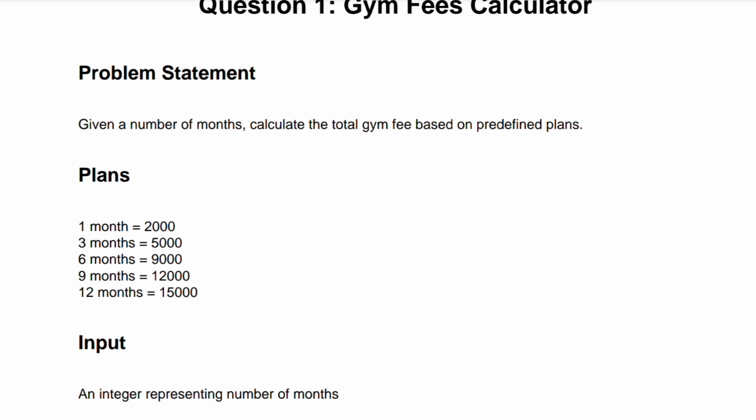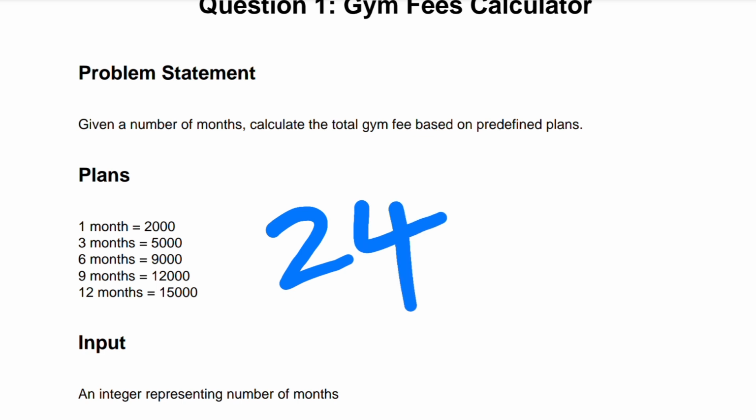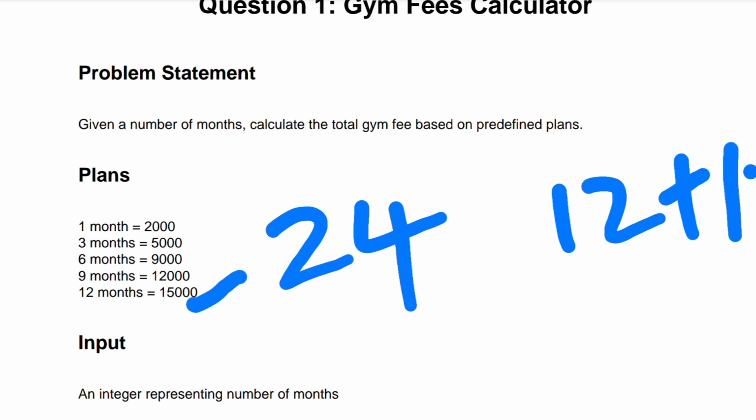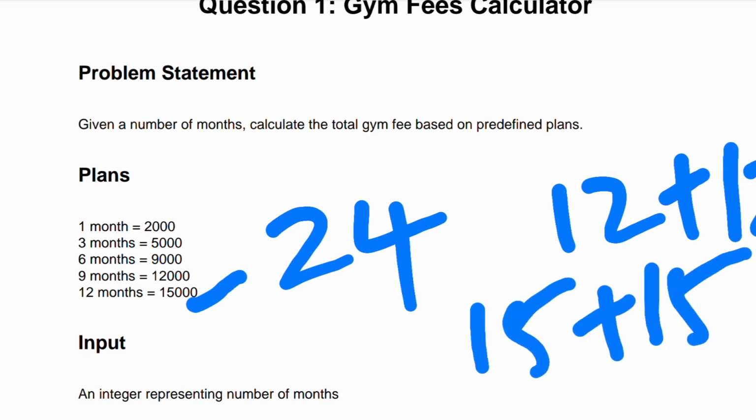Generally, to minimize cost, we use something called a greedy approach, right? This means always take the biggest plan. Like here, 12 months equals 15,000. So take the biggest plans. Let's take 24 months. 24 months is divisible by 3, right? Then we directly take the 12-month plan, which is 15,000, and 12 months remain, again 15,000, total 15 plus 15, which is 30,000 we should pay.